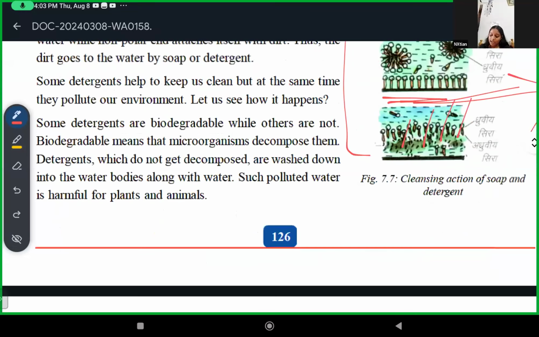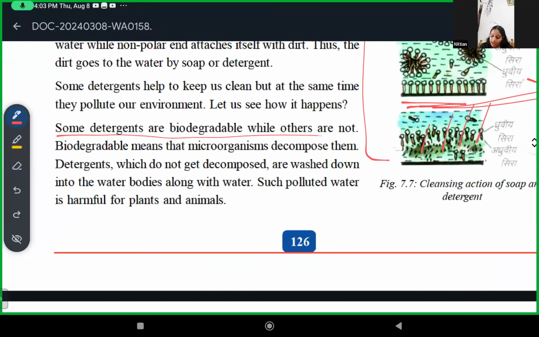Some detergents are biodegradable while others are not. Now we know what biodegradable means: microorganisms decompose them in nature. Detergents which do not get decomposed are washed down into water bodies along with water. Water from our houses goes through pipes, and sometimes those are attached to water bodies, so it is released into them without getting decomposed.